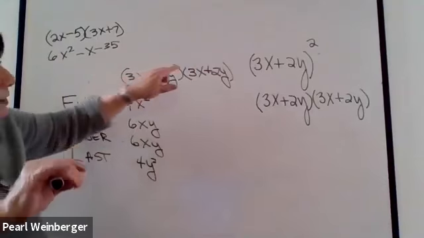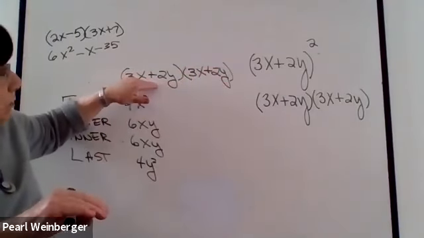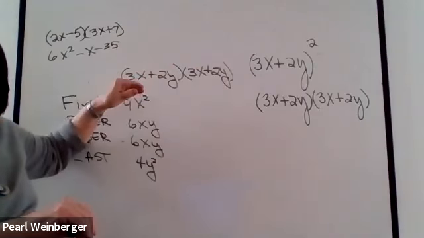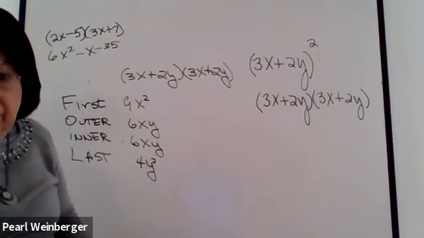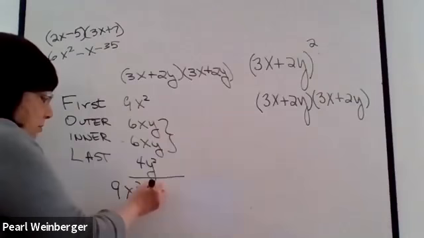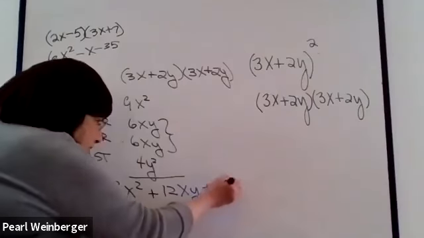If you notice, since it is a binomial squared, we're multiplying a binomial by itself. The inner and the outer always turn out to be the same when you're squaring that. Okay, keep going. And then I combine like terms, and then I got 9x squared plus 12xy. Right, these are the like terms, so that's 12xy. Plus 4y squared. Perfect. Excellent. Any question about that? Okay.